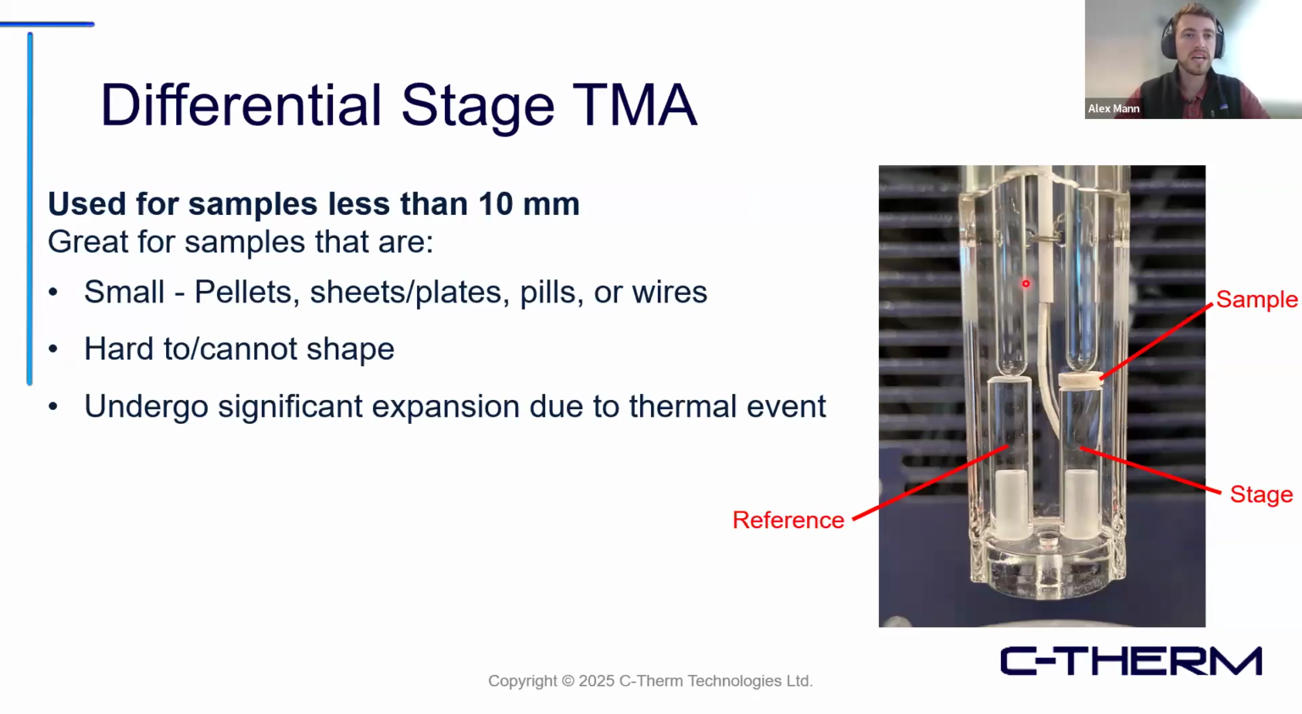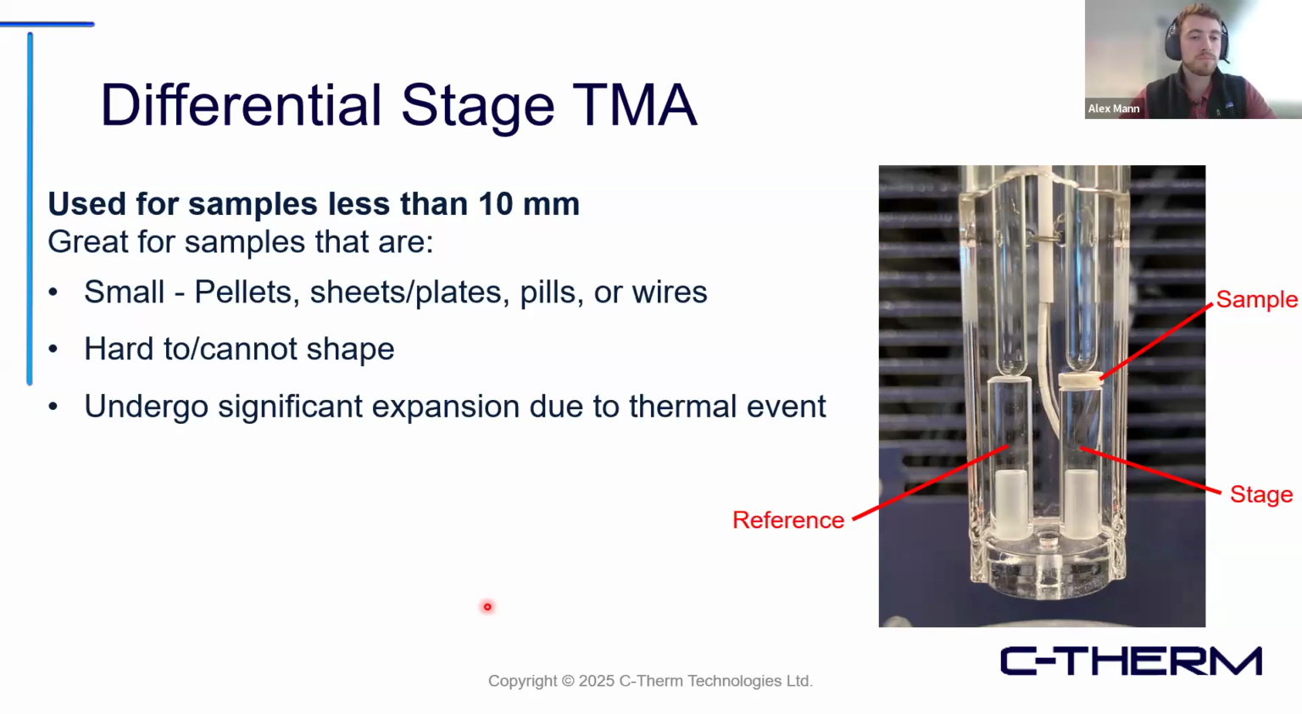So I mentioned that 10 to 20 millimeters is the ideal sample, but what if I can't make a sample that size? Well, that's fine because Rigaku also has the differential stage TMA, great for samples that are less than 10 millimeters. Essentially, we take another reference piece, in this case quartz, we use it as a stage, and we set our sample on top. The software takes all these as an input, and it gives you the correct thermal expansion by canceling out the stage and just accounting for the sample. This is great for samples that are small, such as pellets, sheets, pills, wires.